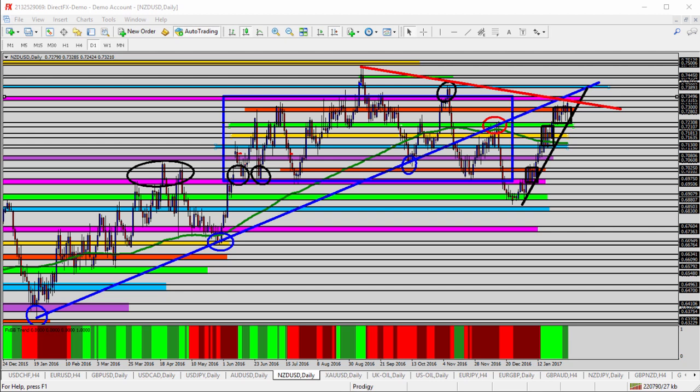So poor news for New Zealand with that unemployment rate. Good news for the U.S. That typically would cause this currency pair to go down. That's the way that those fundamentals should react here on this currency pair. So let's think about that.